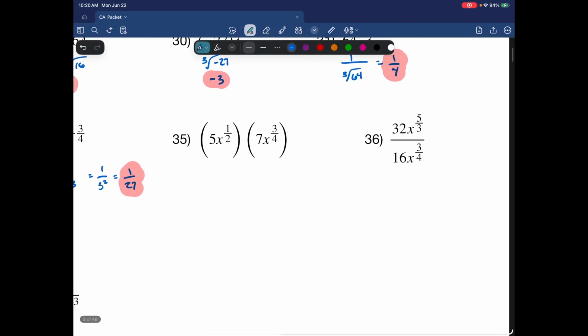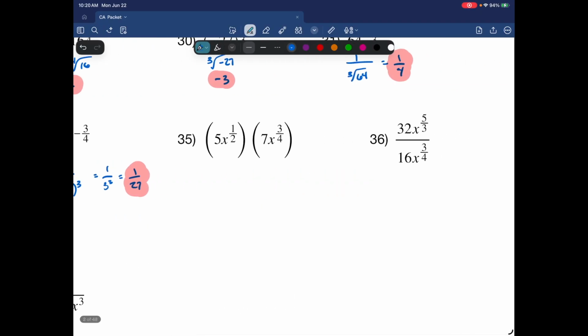On 35, we're going to multiply 5 times 7. So 5 times 7 is 35. And then we have x. When you multiply like bases, you add your exponents. So it's going to be 1/2 plus 3/4. And so it's going to be 35x. You can use your calculator to help you with that, but that's going to be 5/4. And you just leave it like that.